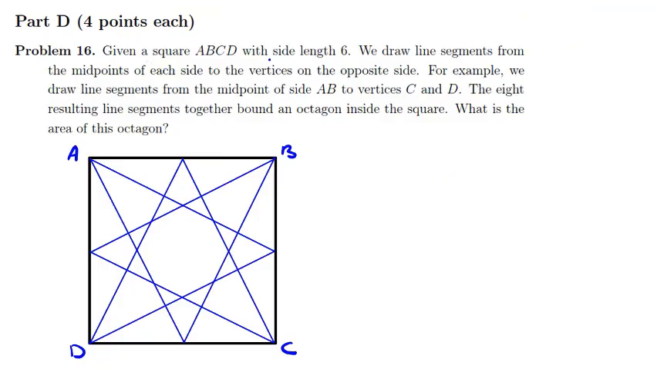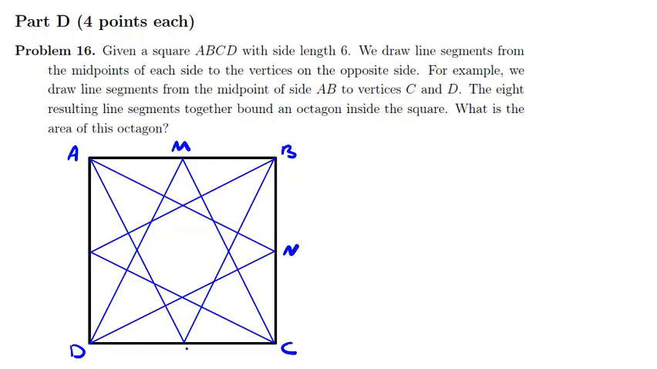Okay, given a square ABCD with side length 6, we draw line segments from the midpoint of each side to the vertices on the opposite side. For example, we draw line segments from the midpoint of side AB like this. Let me call this one M, to the two vertices C and D.